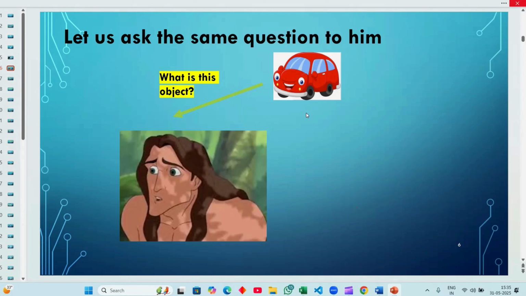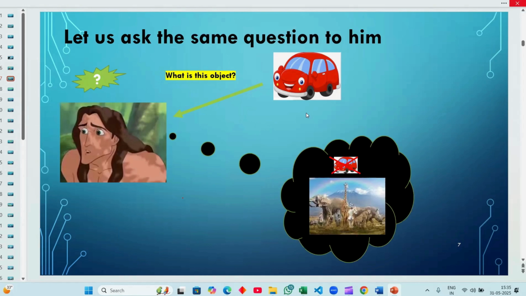Machines also think like that. They don't know any pattern or structure to identify and recognize any object. So the machine also thinks like that. They think the object is neither an animal nor anything, and they don't get it in mind that this is a car. They think whether this is an animal or not.